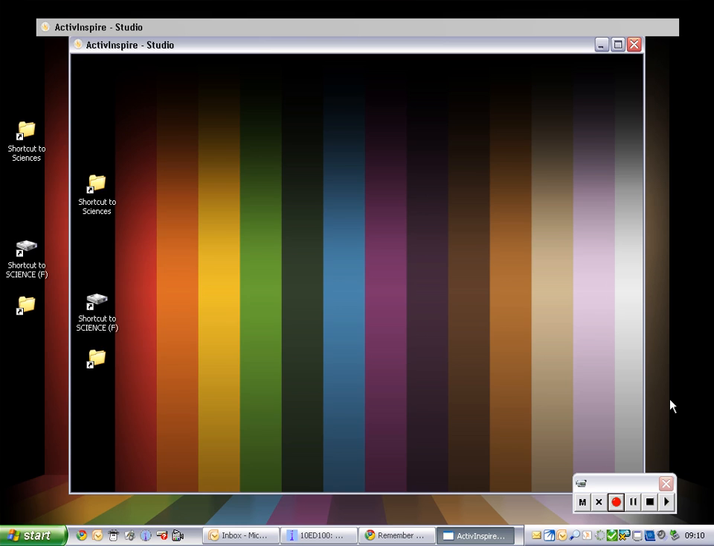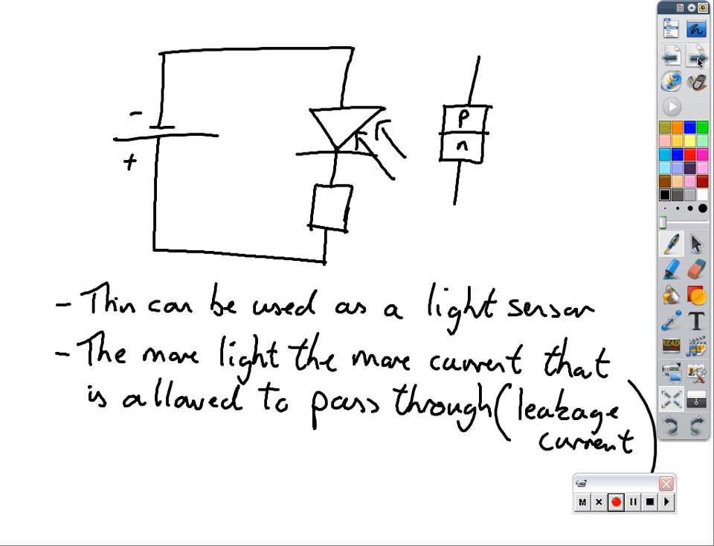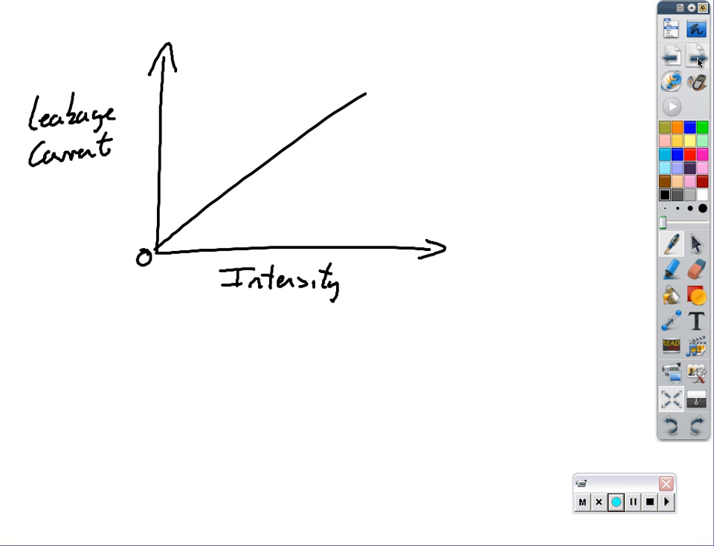Okay, so for the benefit of folk that are not here, we've just talked about photodiodes, and then we've talked about that bit there, and then this is a graph showing intensity compared to a leakage current. David likes to chuckle at leakage current, and they're all looking away from me again because they think it's funny. So leakage current is directly proportional to intensity.